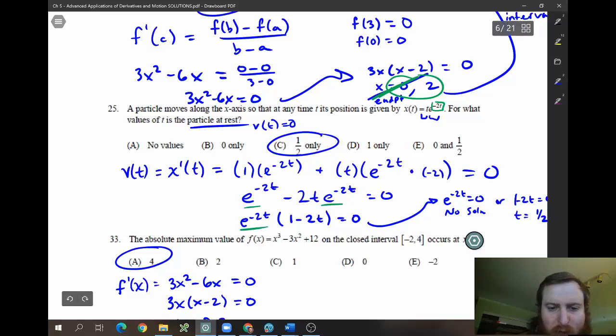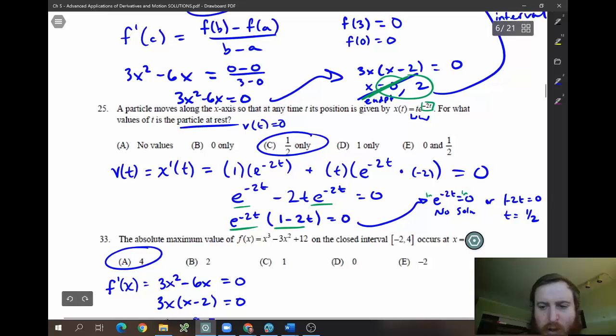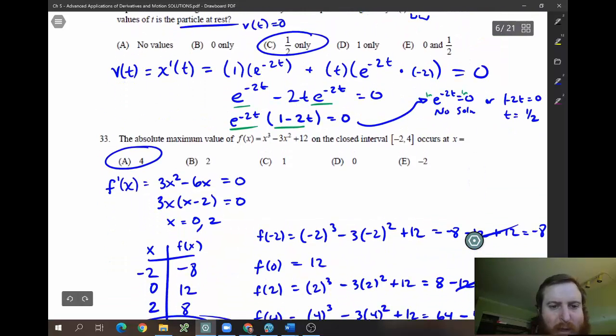Then we're going to set both sides equal to 0. So e to the negative 2t equal to 0. Remember, we've done this a bunch of times now. E to the x equaling 0 has no solution. If you want, you can do ln of both sides, and ln of 0 is undefined, so that's why it has no solution. Or you can remember the graph of e to the x, it never passes through 0. Or 1 minus 2t equals 0. And in that case, we get t equals 1/2. So 1/2 is our answer.